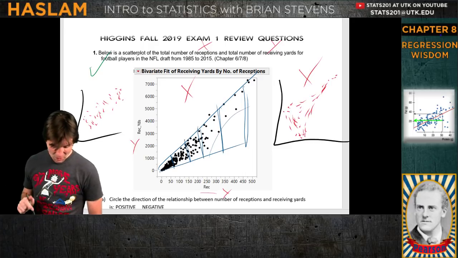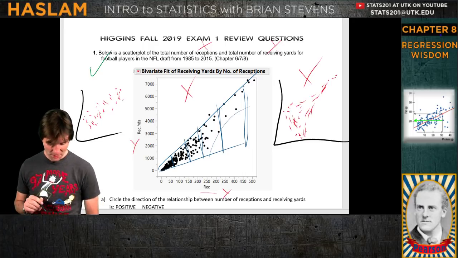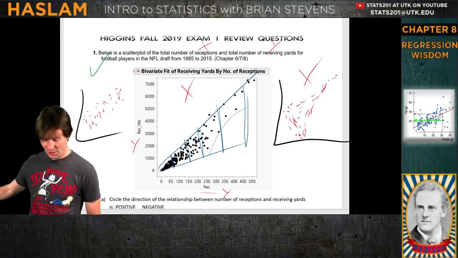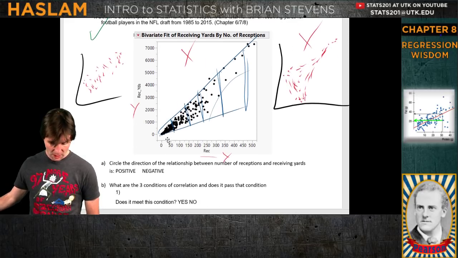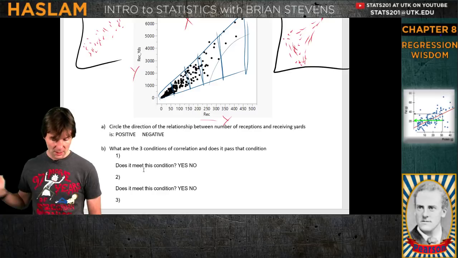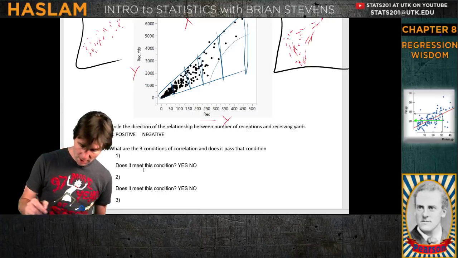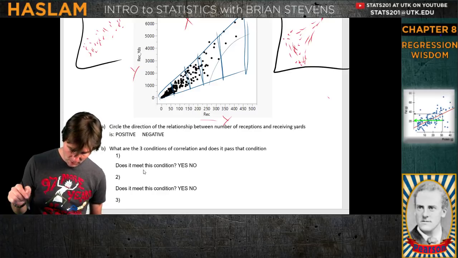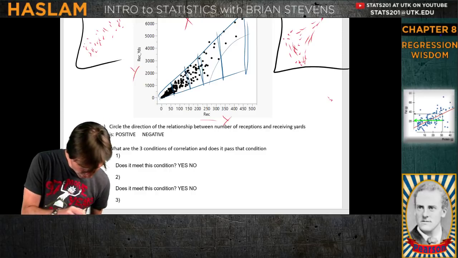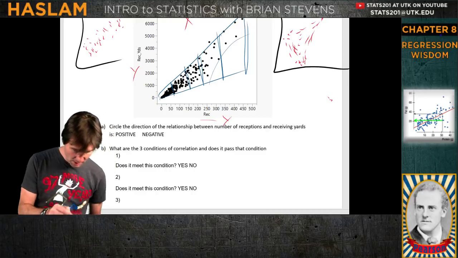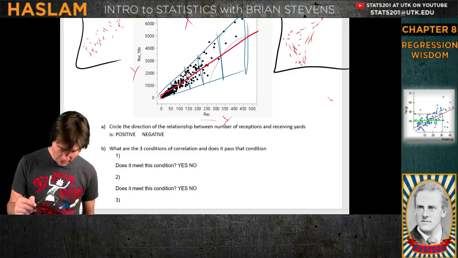Now, we get to some good questions right here. Circle the direction of the relationship. In the chat, be telling me what the direction of that relationship is. What is the direction right there? If we were to indicate with a line right here, let's do a little dot right there. Where's my pen at? Did my pens go away? There we go. We would get a line going up.